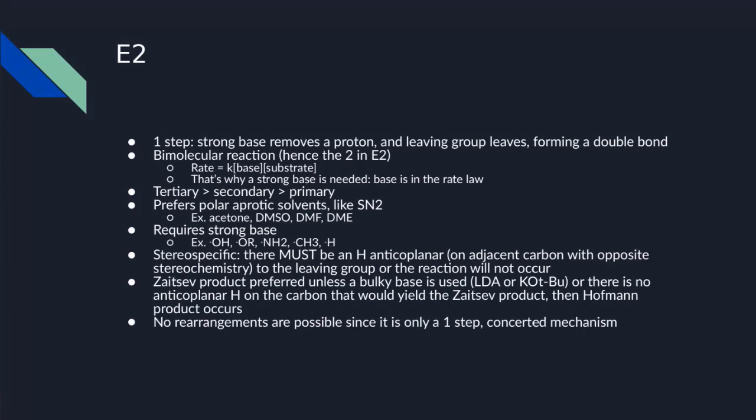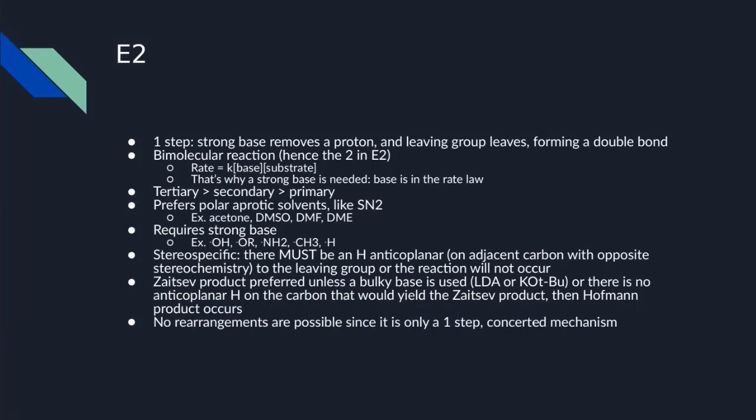So similar to E1 and SN1, it prefers tertiary over secondary over primary. And then this also prefers polar aprotic solvents, similar to SN2. So it's kind of taking characteristics of every other type of reaction. So some examples of polar aprotic solvents would be DMSO, acetone, DMF, and DME.